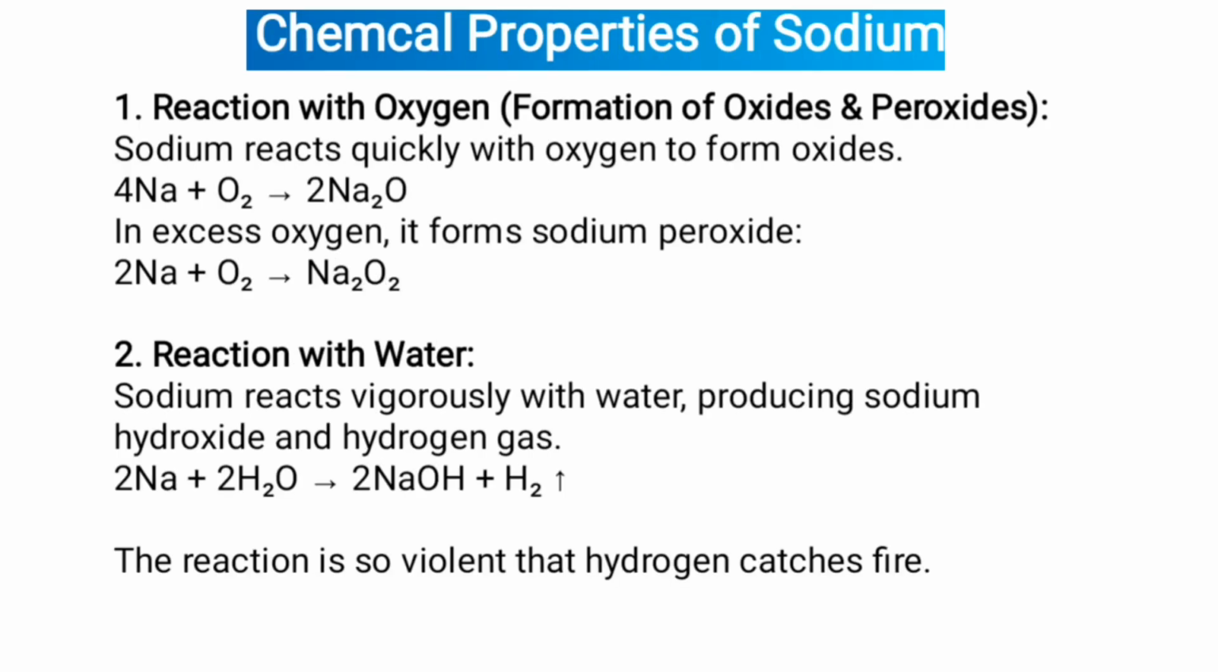Now, chemical properties of sodium. The first one is reaction with oxygen, meaning formation of oxides and peroxides. Sodium reacts quickly with oxygen to form oxides. 4Na plus O2 gives 2Na2O. And with excess oxygen, it forms sodium peroxide. 2Na plus O2 gives Na2O2.